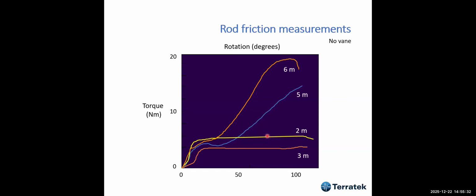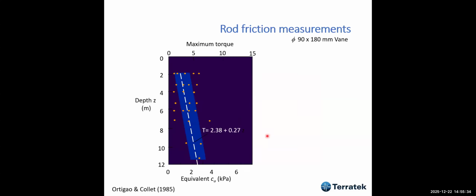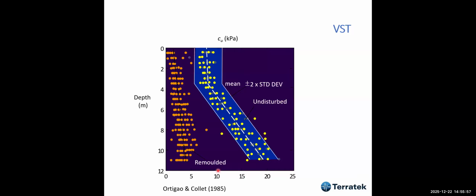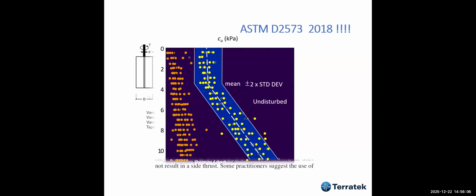The maximum torque that we got from the friction was too high. So no way of doing that. Then we redesigned the equipment, as part of our research, by protecting the rods so there was no contact and no friction, and also putting bearings to align the rods, okay? By doing that, we found we had much better results. The scatter is much lower, and the results were improved a lot, okay?